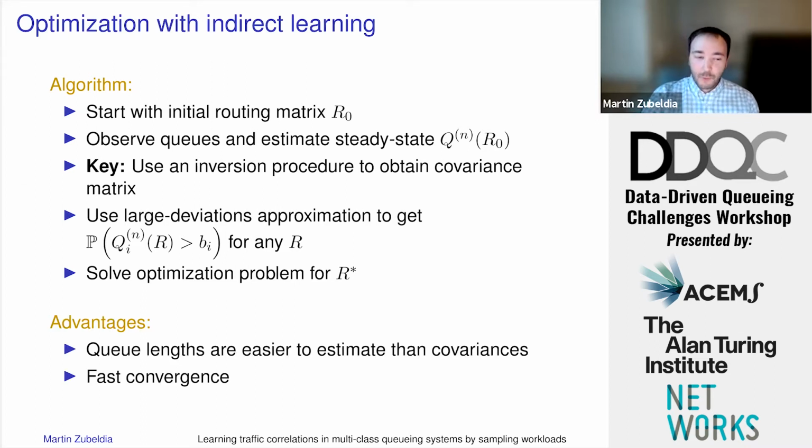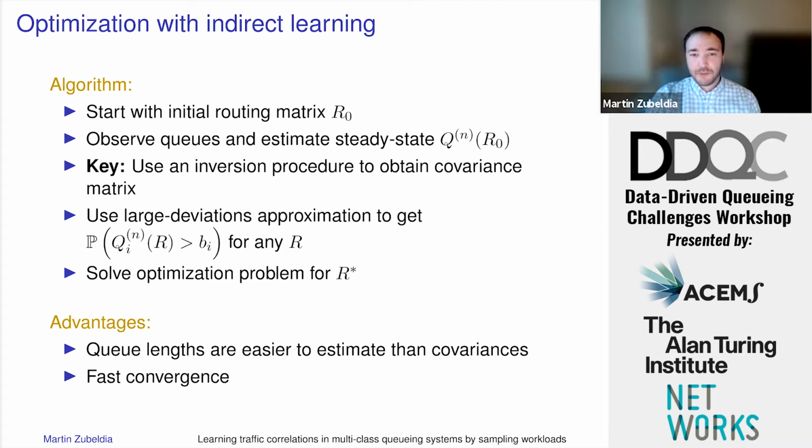So with this, we get the best of both worlds. We estimate queues instead of the covariance matrix, which is easier to estimate. And then it has fast convergence, because once we do this inversion and obtain the covariance matrix, we solve it in one shot. We just solve for R star, and that's it.